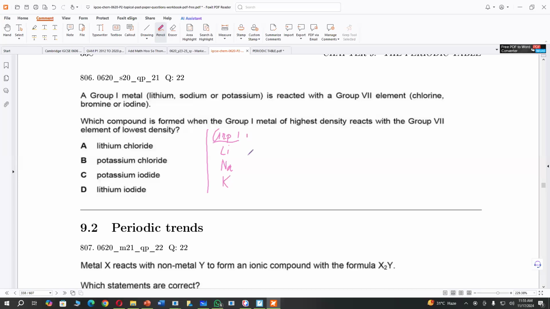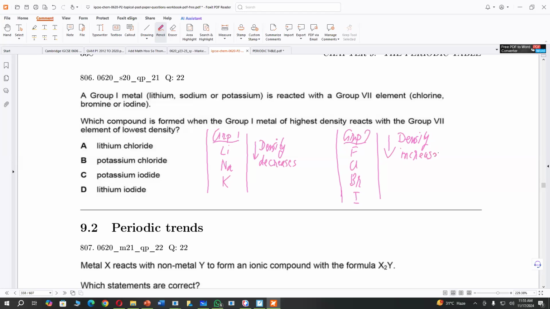Acha, in group 1, if I go down, density increases. Can you tell me group 7? Chlorine, bromine, iodine. In this group, if I go down, density... Wait, group 1 density decreases, I thought it increases. Yes.